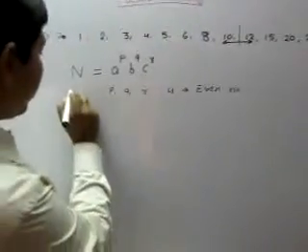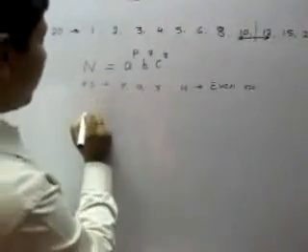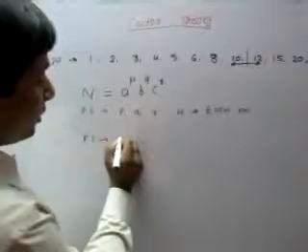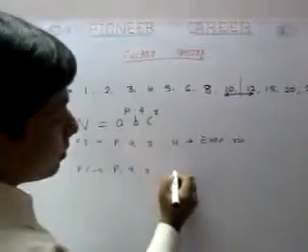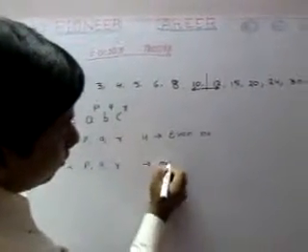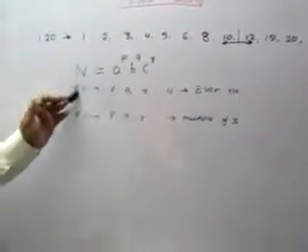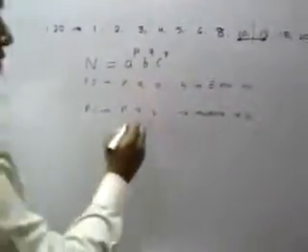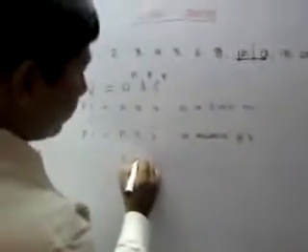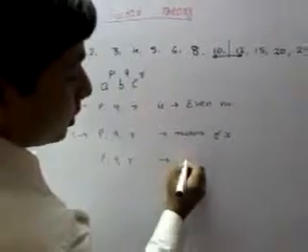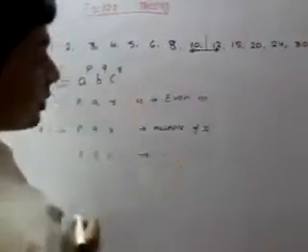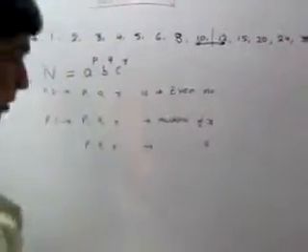If n is a perfect cube, then each of p, q and r must be a multiple of 3. If n is a perfect square as well as a perfect cube, that means each of p, q and r must be a multiple of 2 as well as 3, that means a multiple of 6.